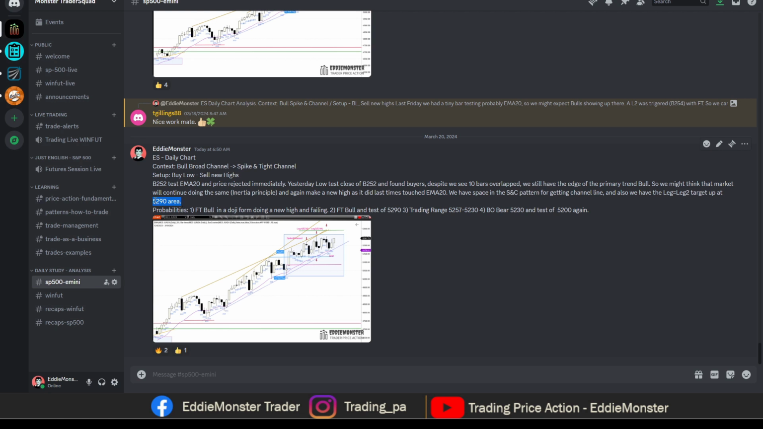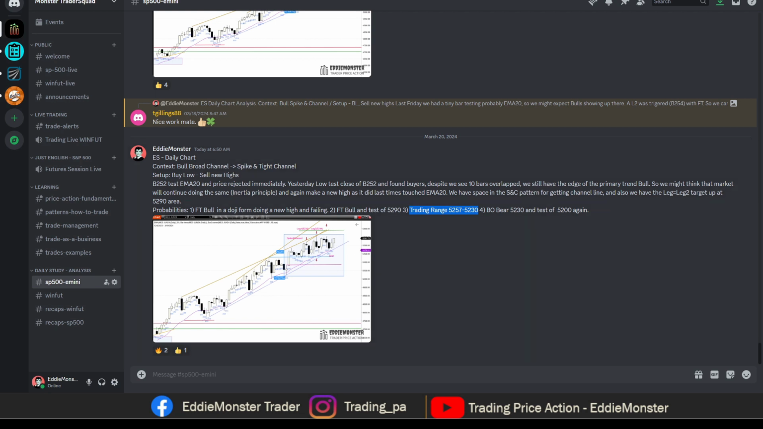But if it aligns with the probabilities or the context or the scenario that you have been outlining, then you really need to take a look at that area, right? So the second probability was follow through bull and test 590. So that's basically what's happening, right? Probability 2. And then probability 3, trading range 5257 and 5230.